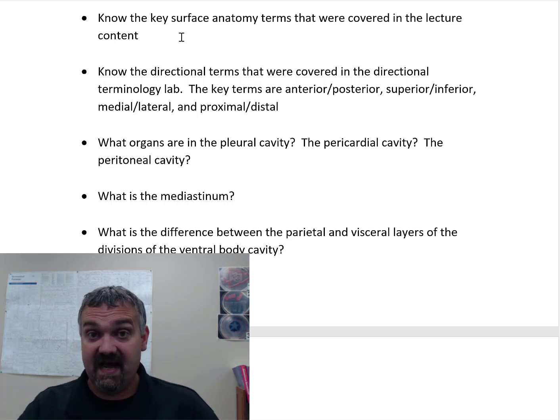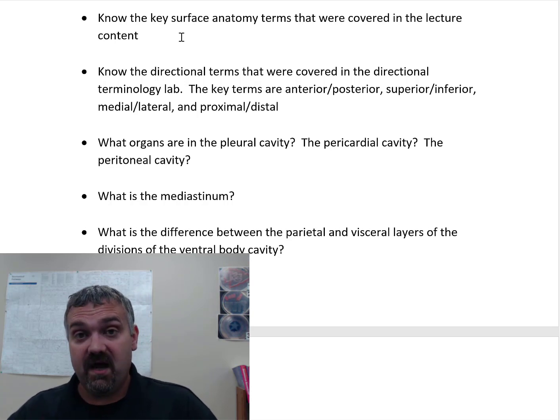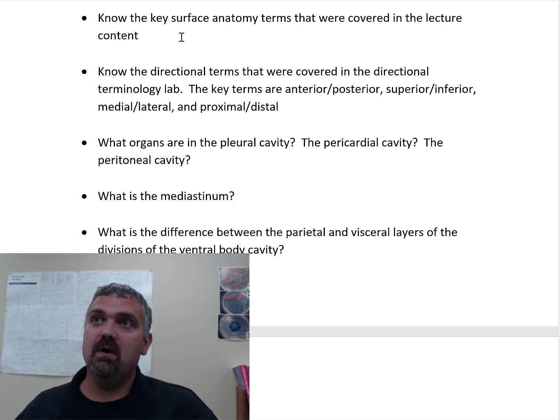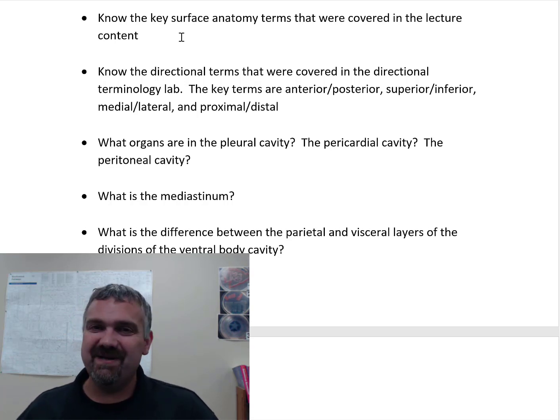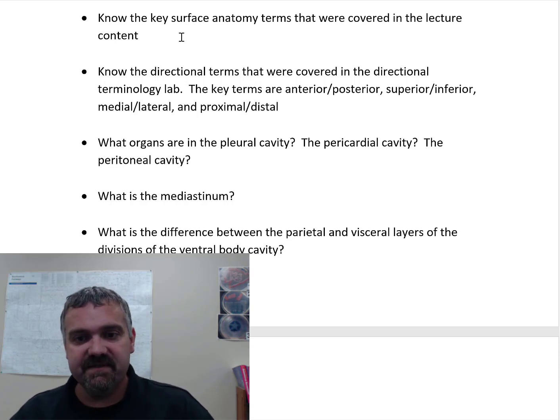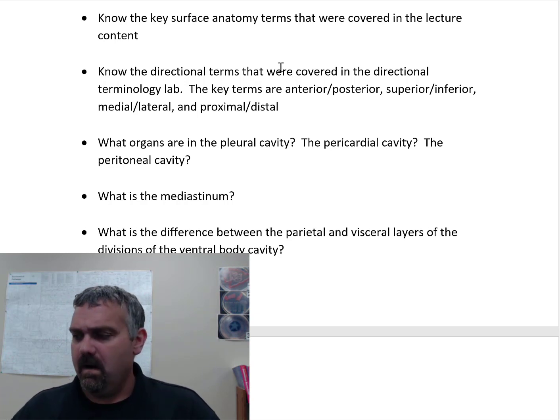It's going to pay off right now because you need to know these terms, but it's going to pay off when you learn your muscles, your bones, your joints, your arteries, veins, and nerves. So take the time to learn these terms now, or you're going to just have to be relearning and rememorizing in the future, which isn't the best way to go through this class.